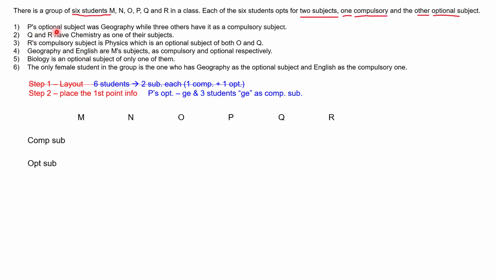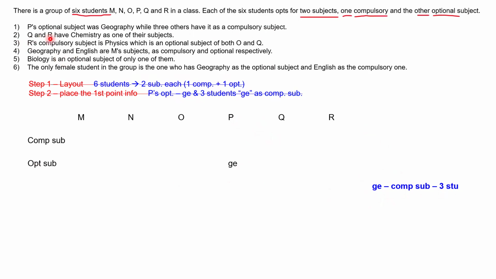In the first instruction, it's given that P's optional subject was geography, while three others have it as the compulsory subject. So under P, under optional, we write geography. And on the side, let's write geography as the compulsory subject for three students. Currently, we have not put it in this layout, so we'll write it on the side in this fashion.